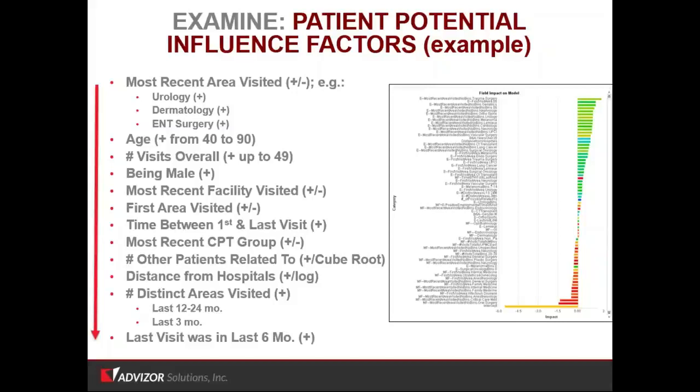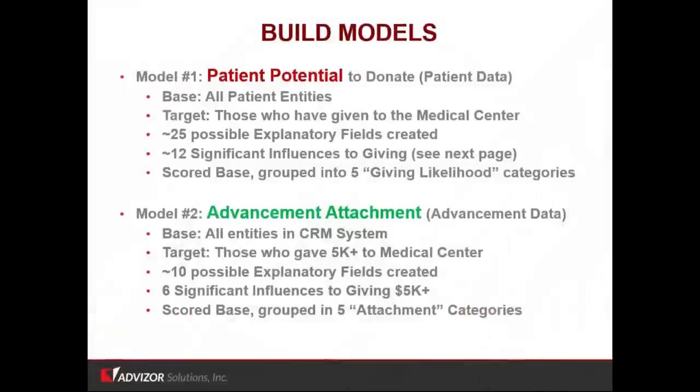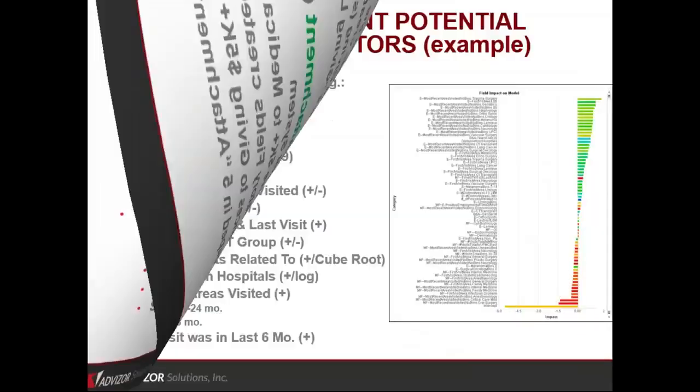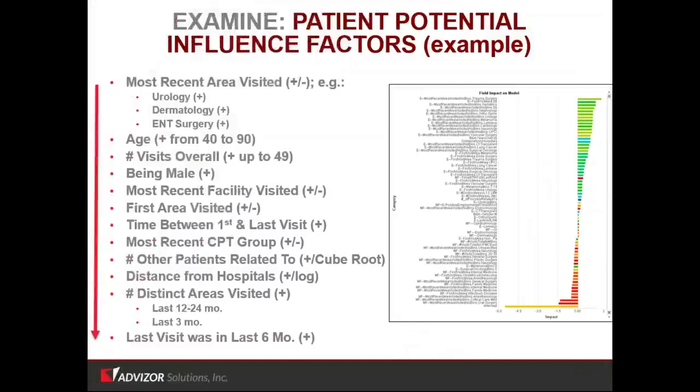There are a bunch of other factors that, on the page before when we talked about the models, we generally roll up to 25 explanatory fields. When we started doing this work, we started with more like 100. There's a whole set of things you can calculate out of the patient data, and they're all relevant, but most of them are overridden by a handful of things that really make a difference.